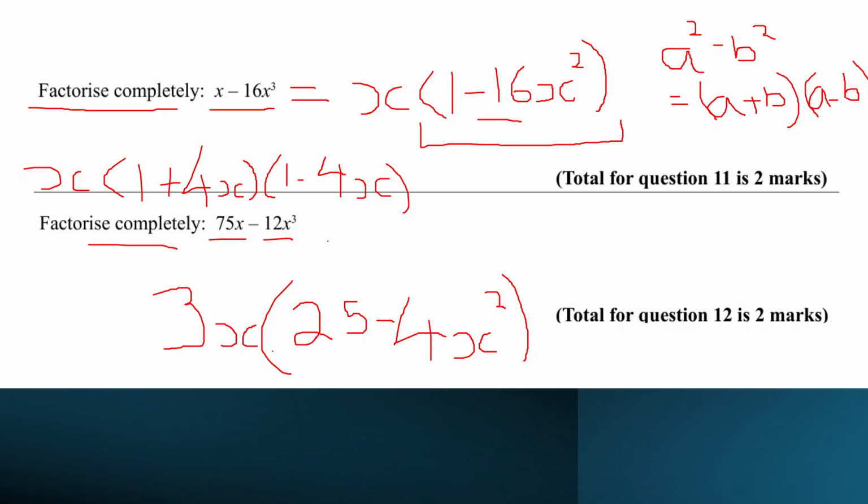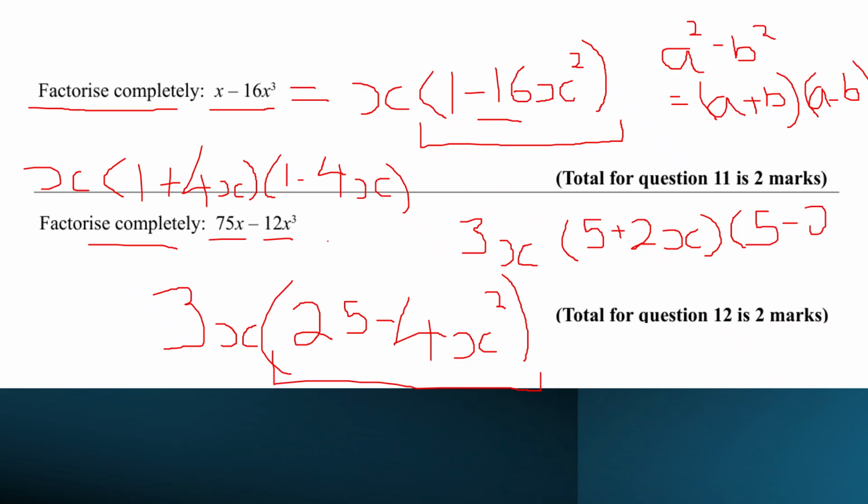Final step: obviously this is the difference of two squares. So it's going to be 3x, brackets. The square root of 25 is 5, the square root of 4 is 2, and the square root of x squared is x. So it's 5 plus 2x multiplied by 5 minus 2x. So this is the difference of two squares.